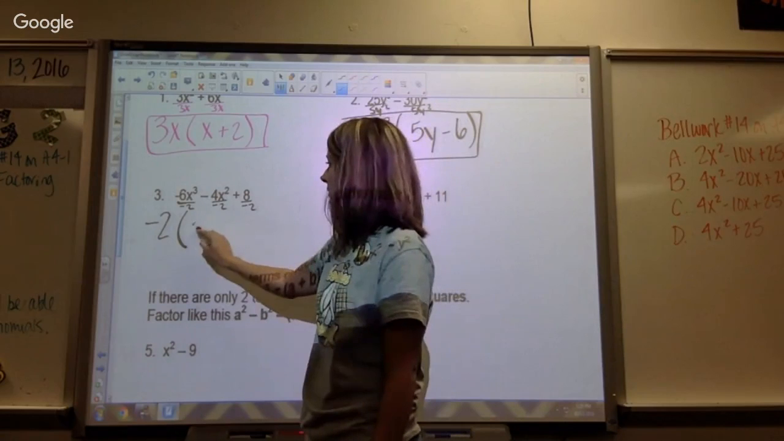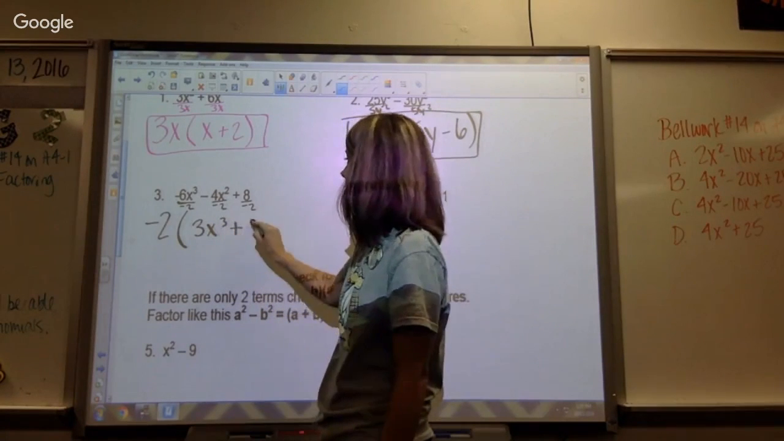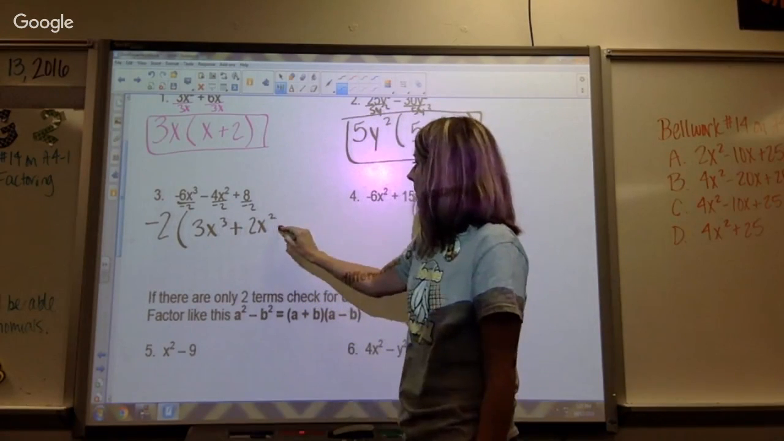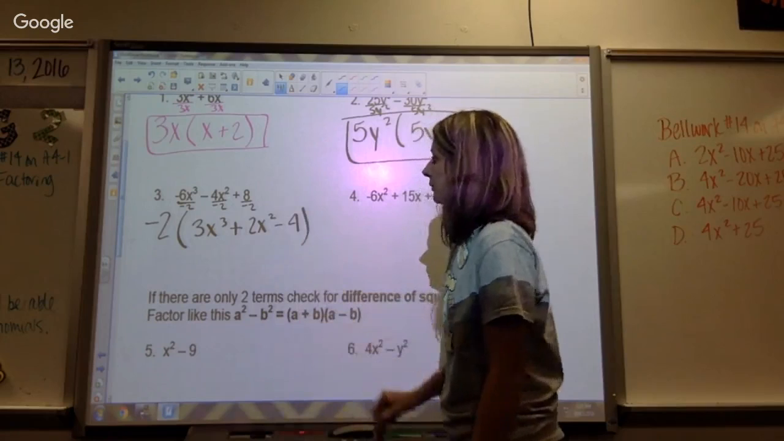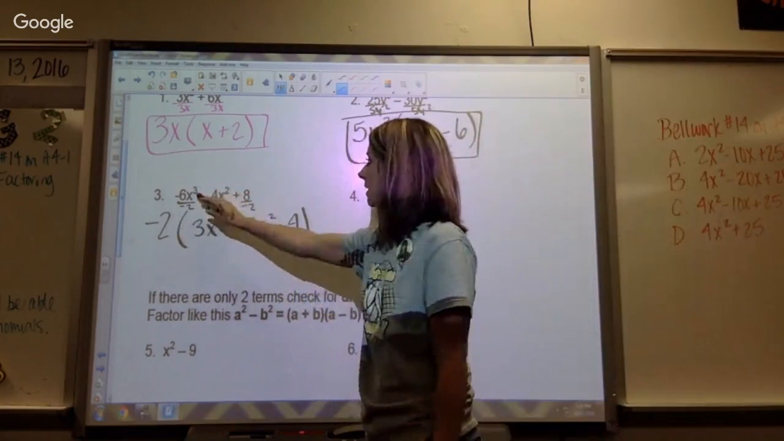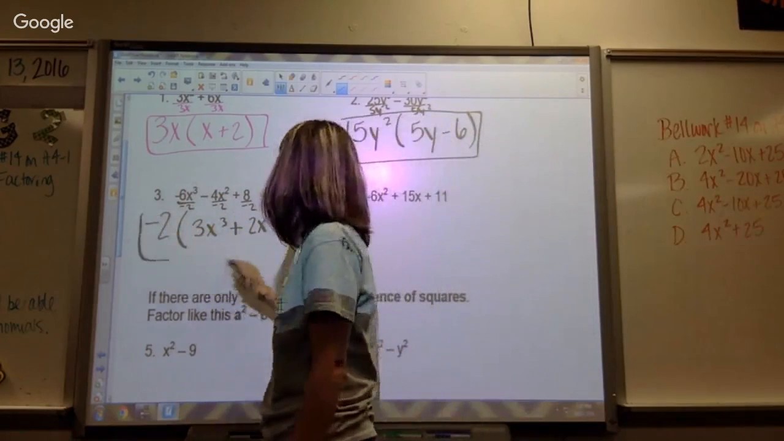So you would be left with 3x cubed plus 2x squared minus 4. When you distribute the -2, you should end up getting the same polynomial that you started with.